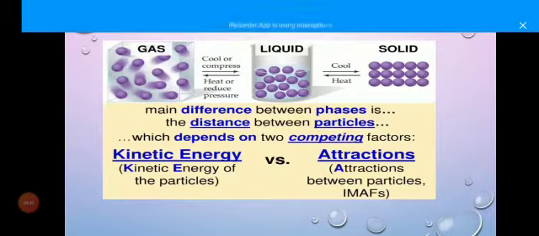Look at this diagram. The gas has more space as compared to the liquid, and the liquid has more space as compared to the solid.